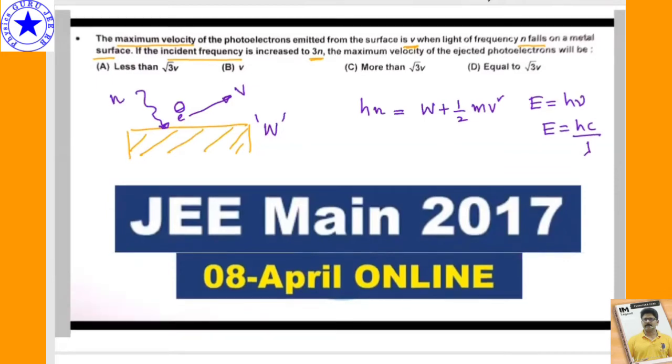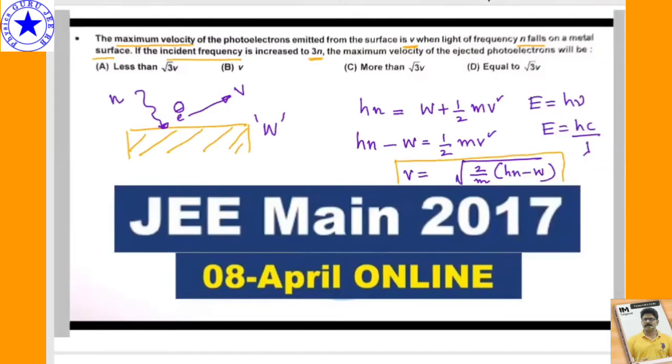Okay, next, from this I'll calculate the velocity. So h into n minus W equals half m v square, or v, if I want v from this one, is under root of 2 by m into (hn minus W), right? Hope it is clear. This is the velocity we got. Keep it in the box, velocity, right? Okay, now E is equal to h nu, and E is nothing but hc by lambda.